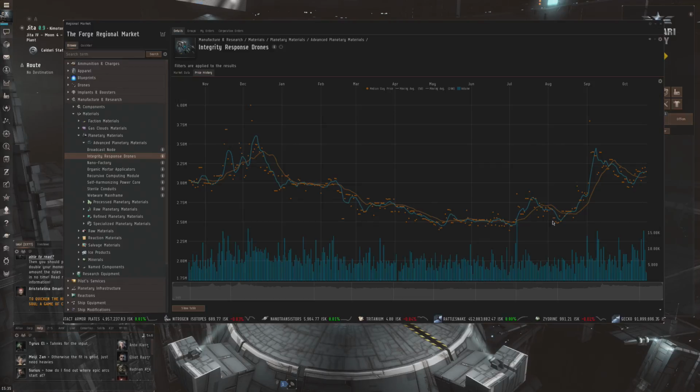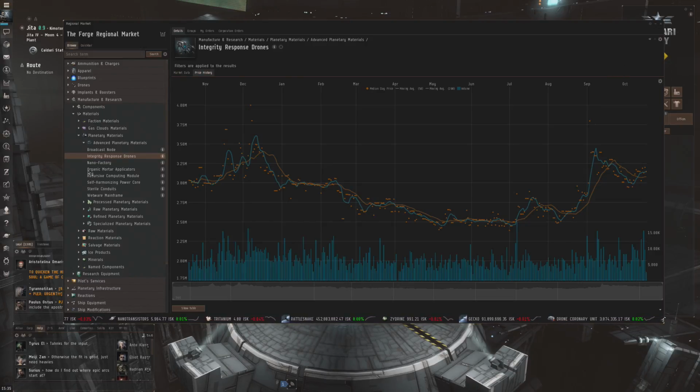Here are the integrity response drones. One thing to note, of course, timing is very difficult in these situations because lots of other players are doing the exact same thing. So getting in early enough is always a good choice. Sometimes we don't really have all the information just yet, but yeah, making calculated risks is really what you need to do to get the most out of it.